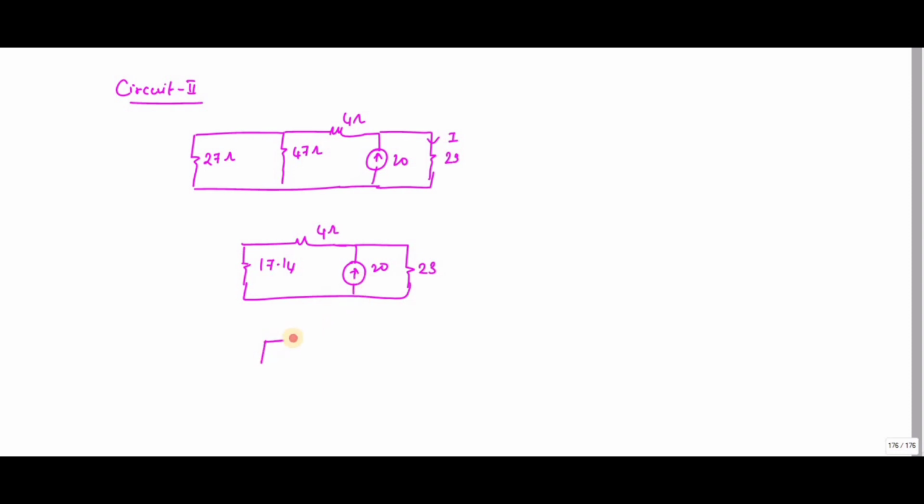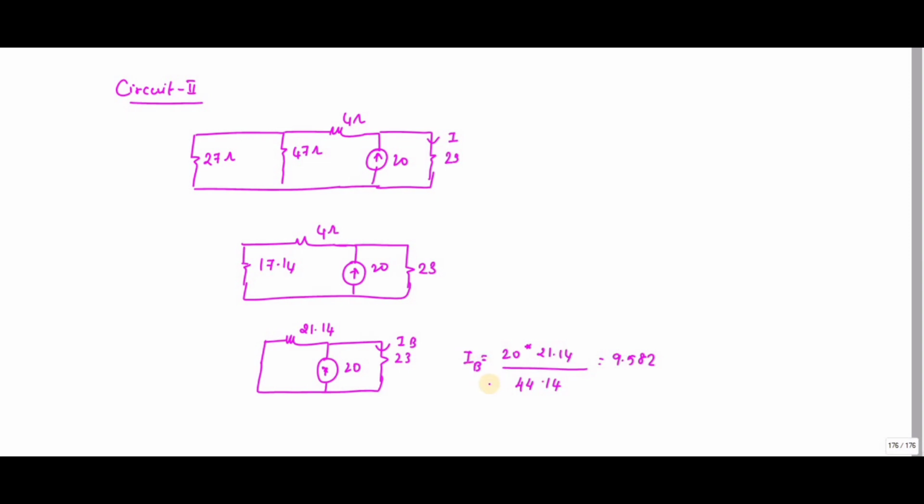So this is nothing but 21.1. If I want to find the current at this point, this current is equal to the total current times the opposite resistance divided by the total resistance. That is 9.58. So this is my IB.